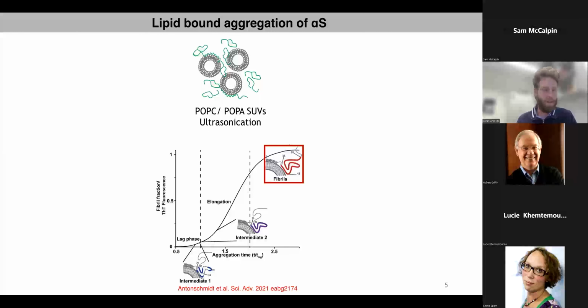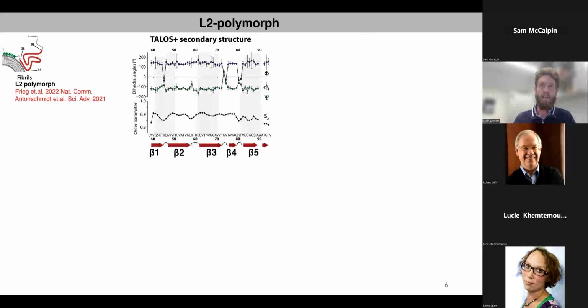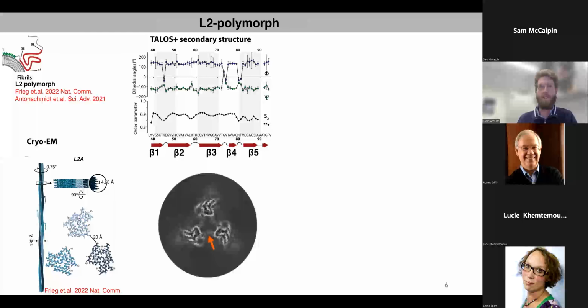So I'll first focus on the fibrils, in part because anyone who was here last week saw Gunnar Schroeder's talk and has already seen the fibril species, which can be structurally characterized in great detail with cryo-EM. So this is published in Frieg et al. 2022. From the NMR chemical shifts, we can characterize the secondary structure, and we see that there are 5 beta sheet elements and highly ordered, as would be expected for fibril species.